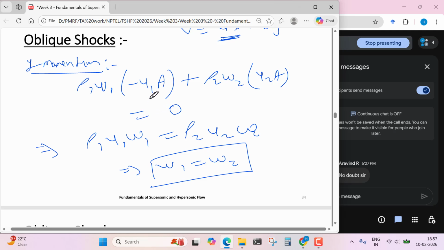And here A is common, so you can remove it, and we'll get ρ1 u1 w1 equals ρ2 u2 w2. From the continuity we know that ρ1 u1 equals ρ2 u2, so we get w1 equals w2. This is the y momentum equation.